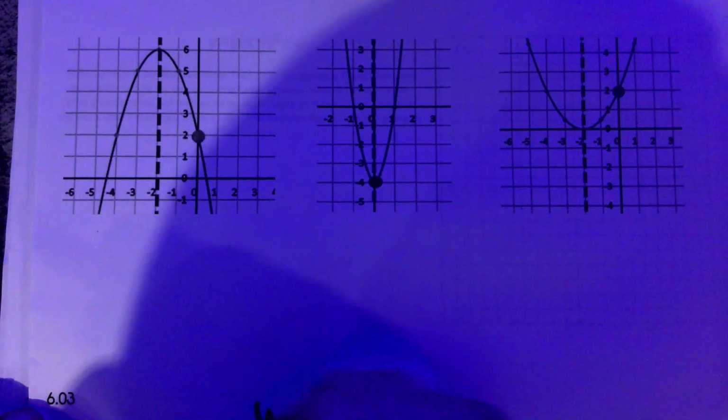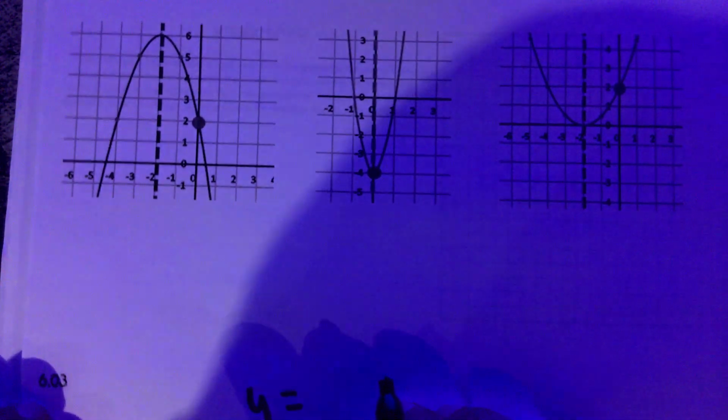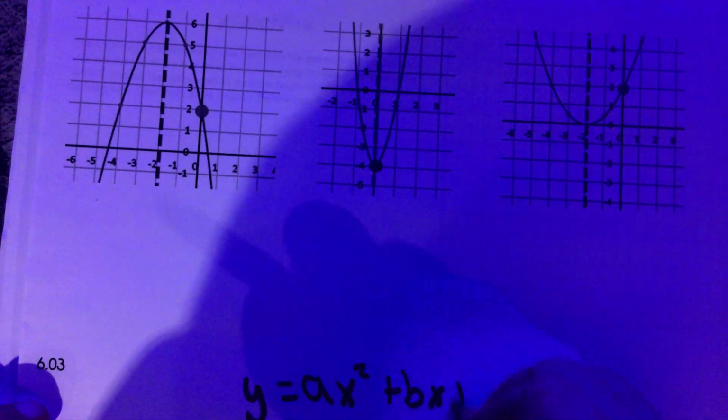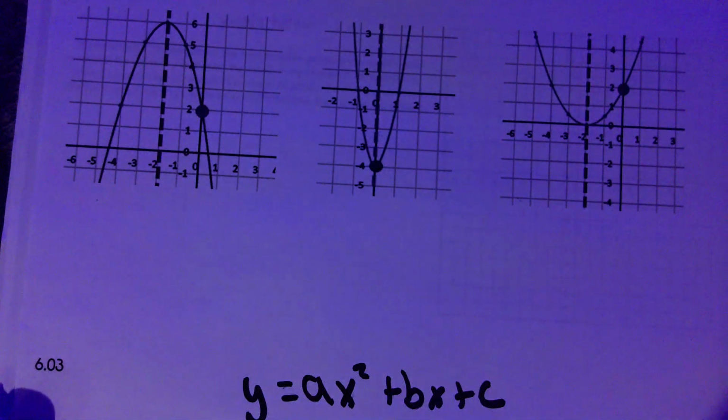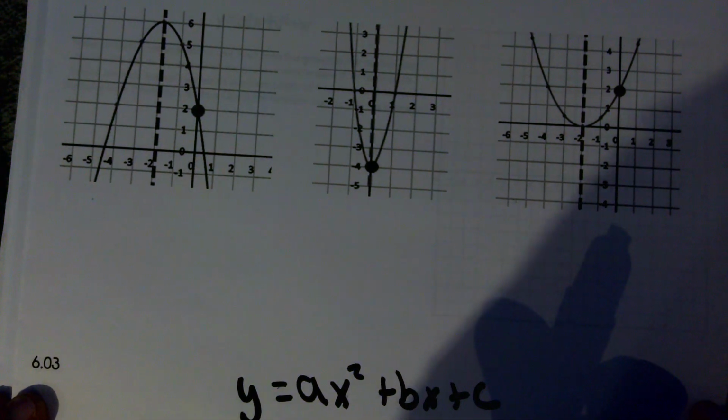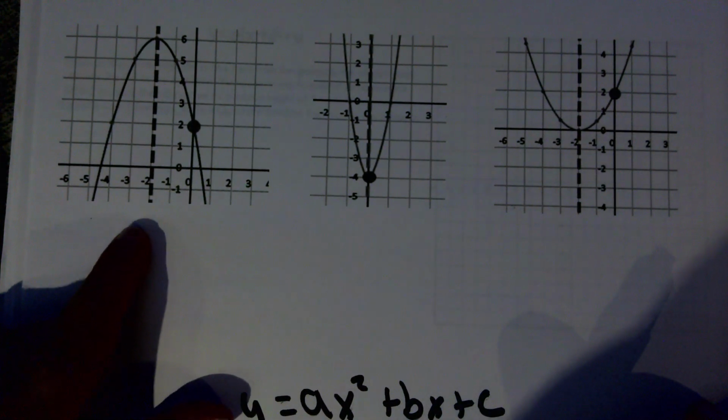It's y is equal to ax squared plus bx plus c. We're not going to know exactly what the b and the a is, but we can get a general good idea. So let's come back over here.